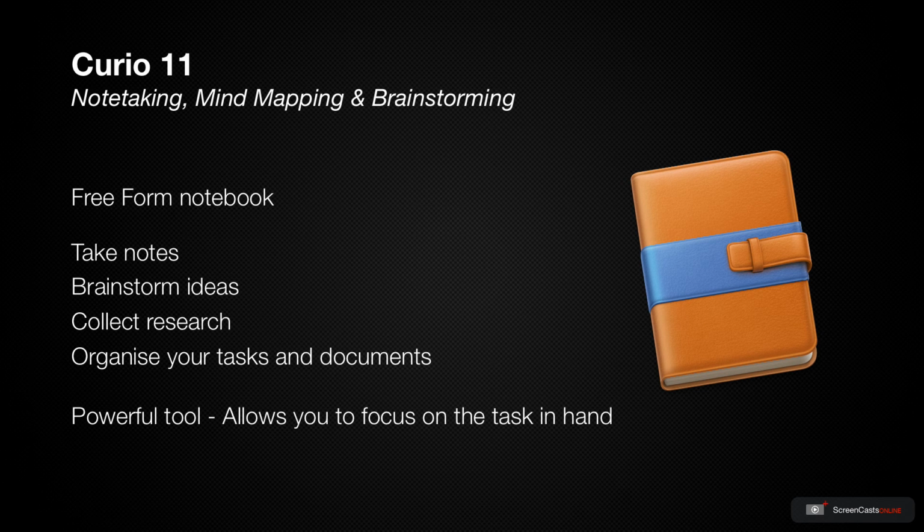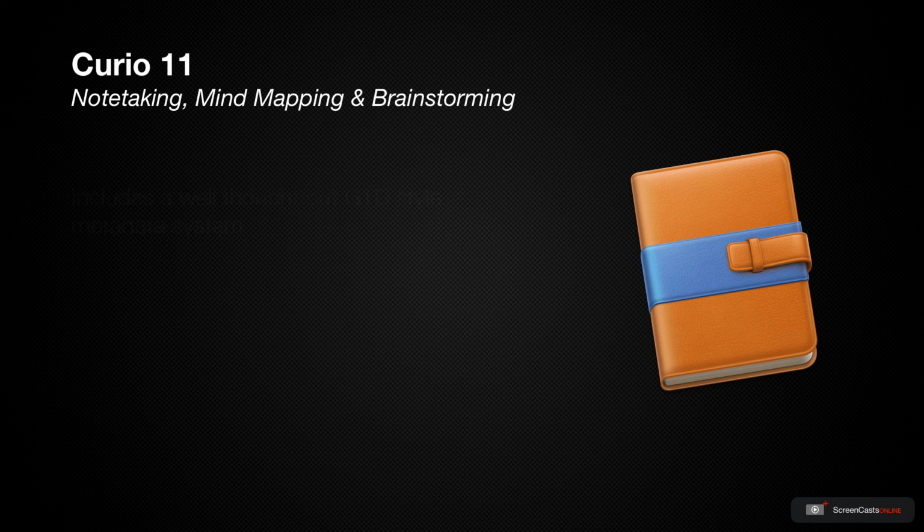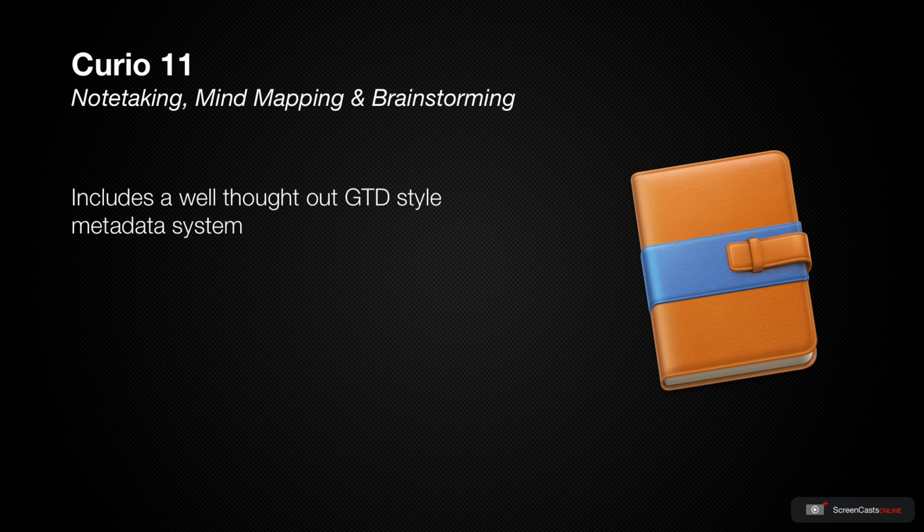Curio is a powerful tool that includes the functions of many standalone applications, allowing you to focus on the task at hand without having to worry about switching applications for different aspects of your project. Curio also includes a well-thought-out GTD-style metadata system to help you track projects and deadlines right within the application.